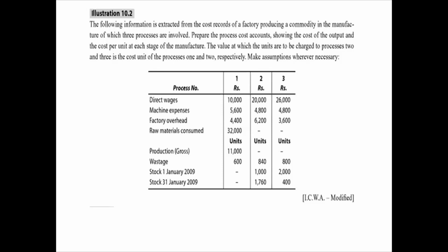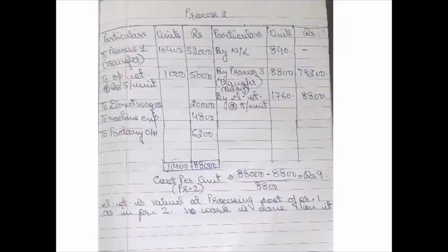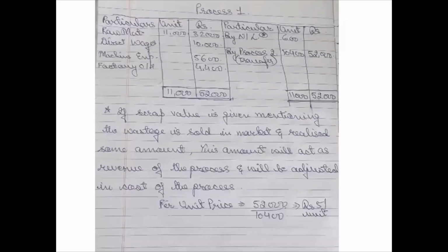In case we are having a product, as you can see in the format of the question, in the format it is very clearly given that the product is being manufactured through different processes. Process 1, 2 and 3. When you get this type of format, we can comprehend that the product is using the technique of process costing. And we are going to make the T-shaped process account separately for each process.